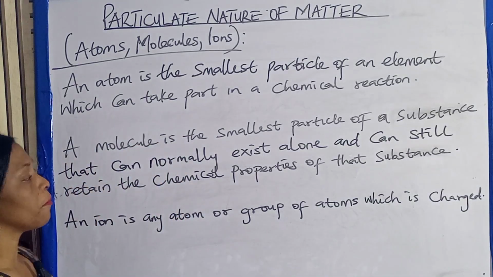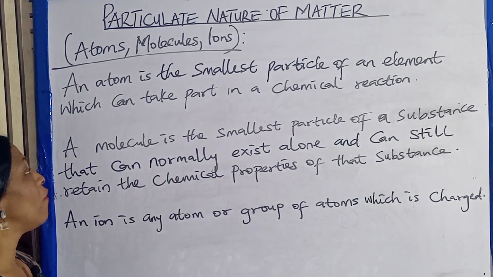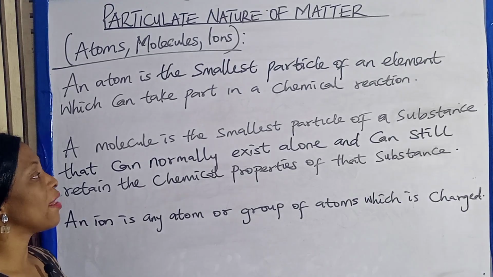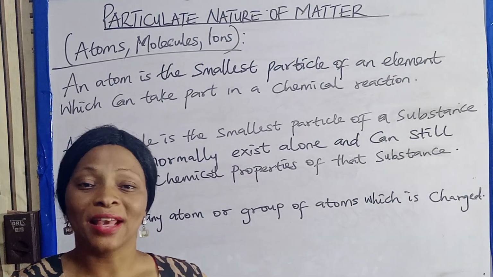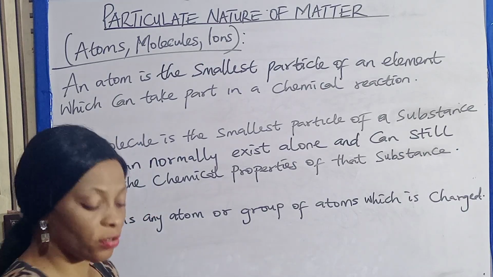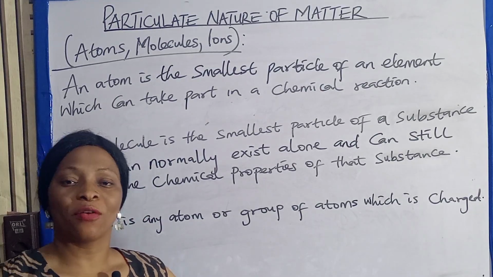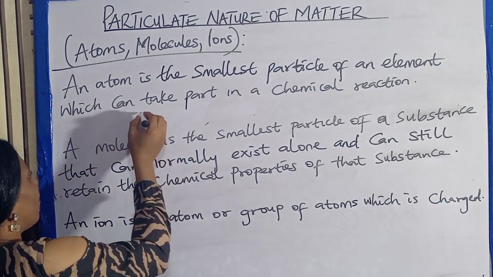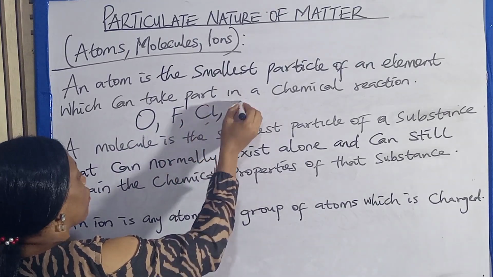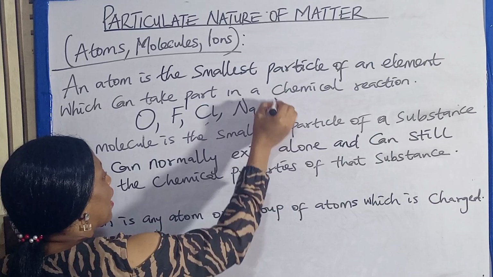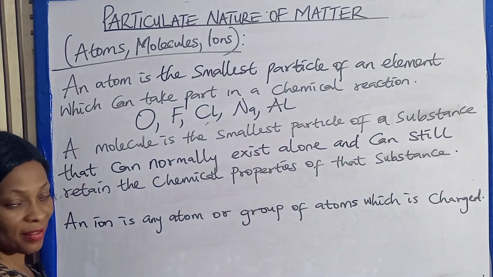So, what is an atom? It is the smallest particle of an element which can take part in a chemical reaction. An atom can take part in a chemical reaction. Examples of atoms include oxygen atom, fluorine atom, chlorine atom, sodium atom, aluminum atom, etc.